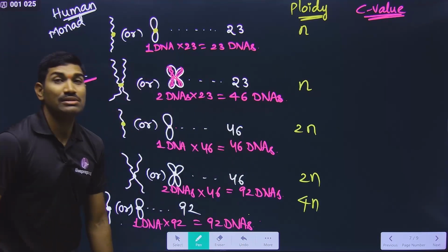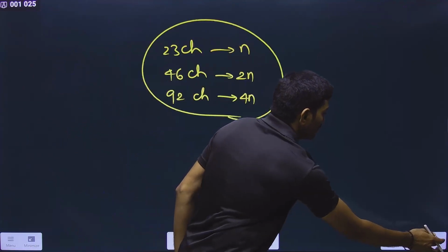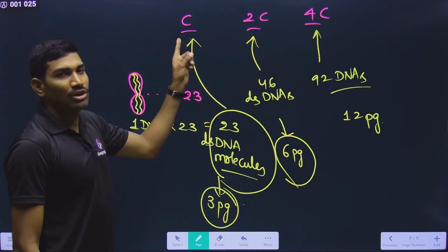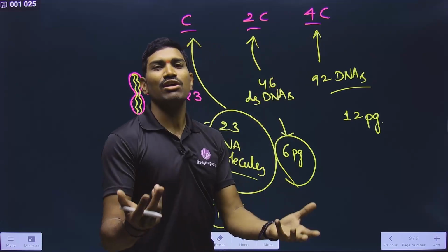92 DNA molecules are present. Now, based on the DNA molecules, tell me. Just now, let us quickly revise. If 23 DNA molecules, it is C. 46 DNA molecules, 2C. If 92 DNA molecules, it is 4C.